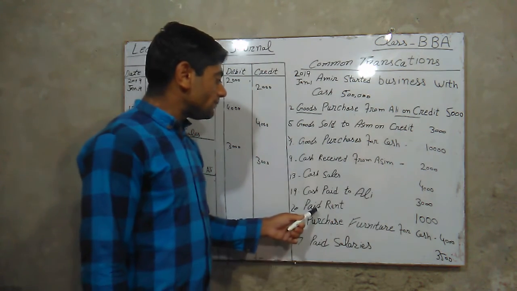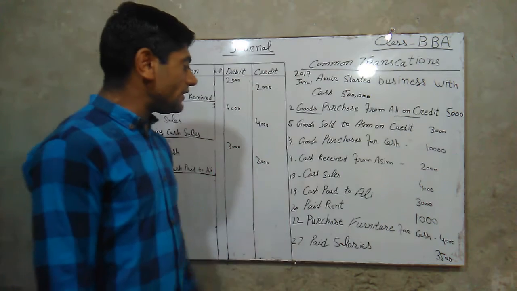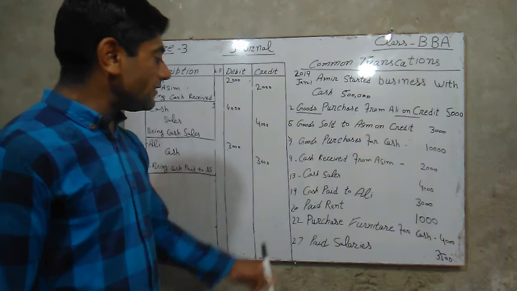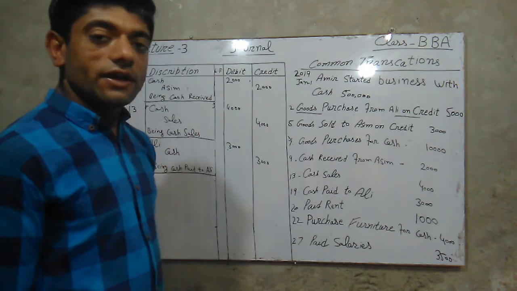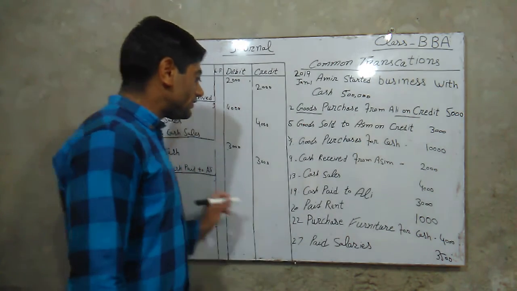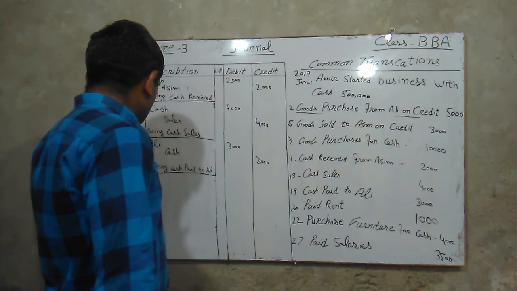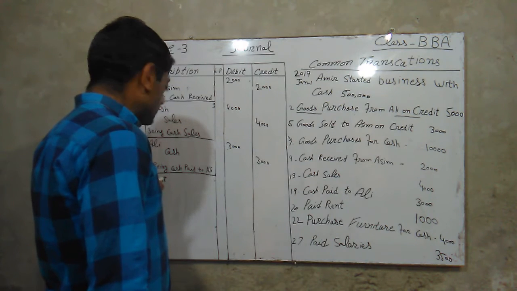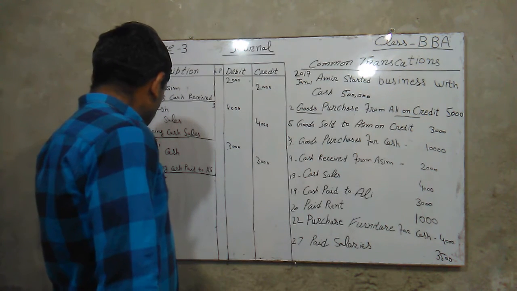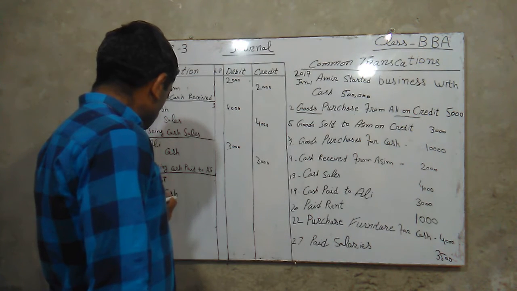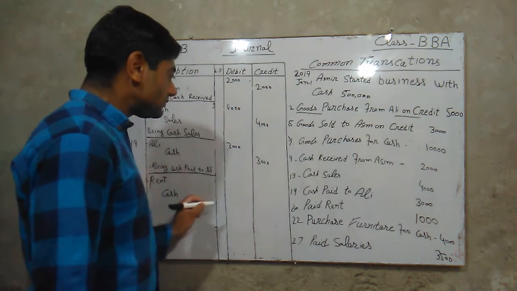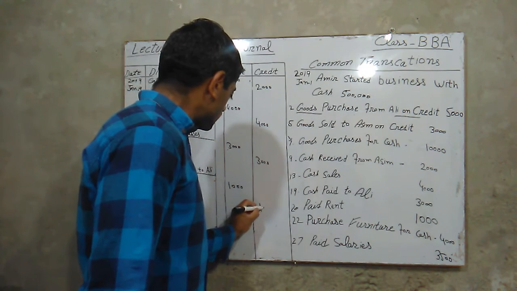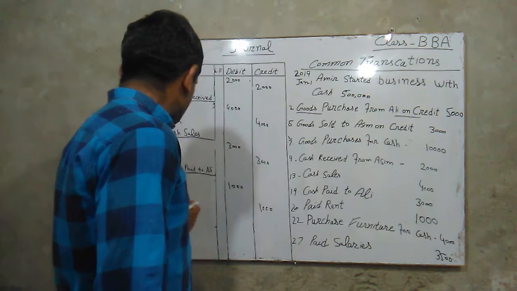Next transaction, paid rent. Rent is our expense. When expense increases, it's debit, and it is paid in the form of cash. Cash is our asset, so it decreases, so it's credit. Rent expense debit, and cash credit, 1,000 and 1,000.